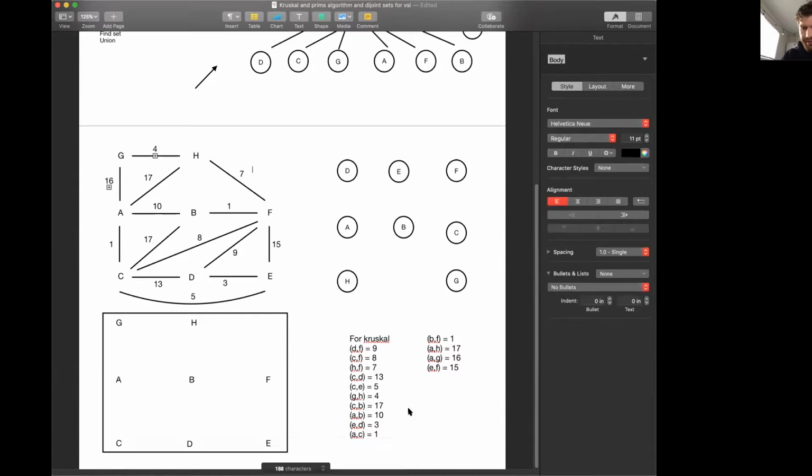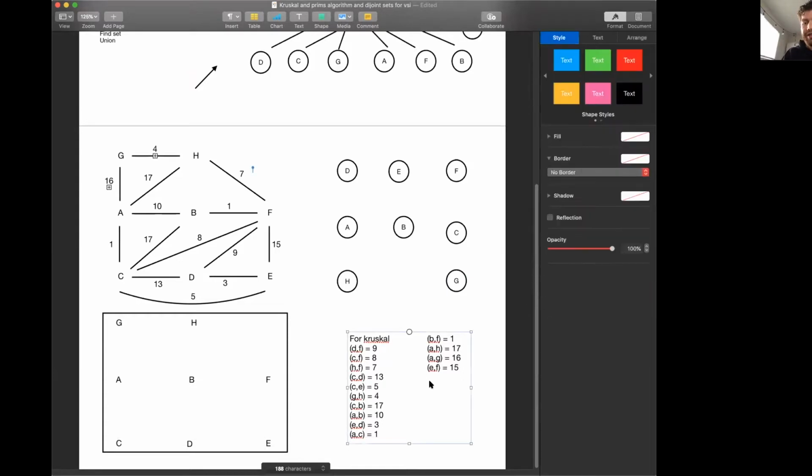I have a sum of edges, and my algorithm tells me that I need to start with the edges in non-decreasing order. So I can notice that there are two edges of weight 1. I can start with any one of them. So the edge AC could work, or if I start with the edge BF, that could work too.